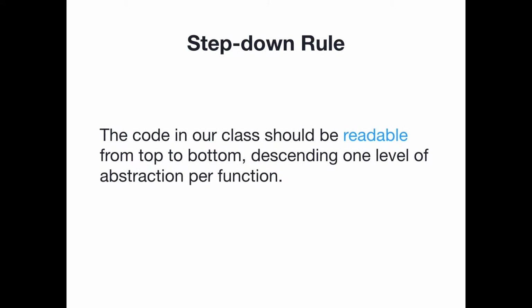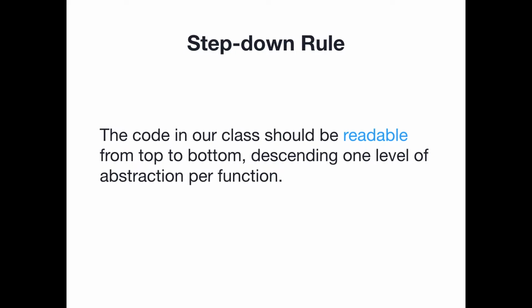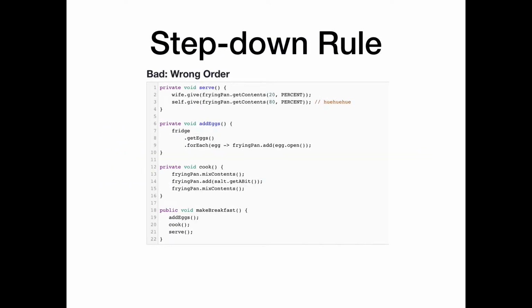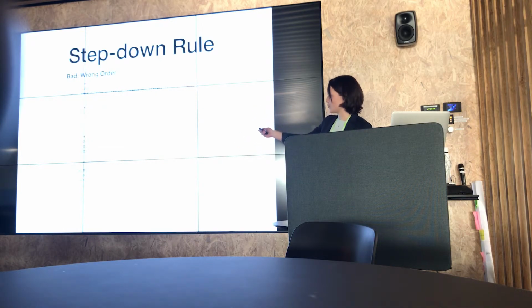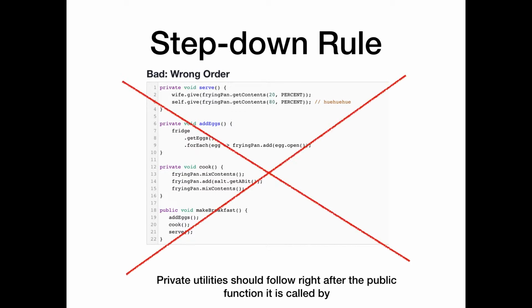And also we should follow the step-down rule, and basically it states that the code should be readable from top to bottom, descending one level of abstraction per function. So let's have a look at some bad examples. For instance, here we have this function make breakfast, which is calling add x, cook and serve. And in principle, make breakfast should go first, and after that, all these private methods that it calls. So this is an example of the wrong order.